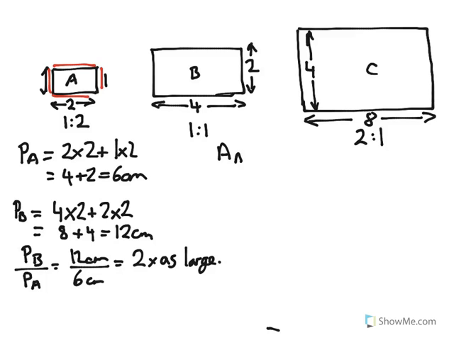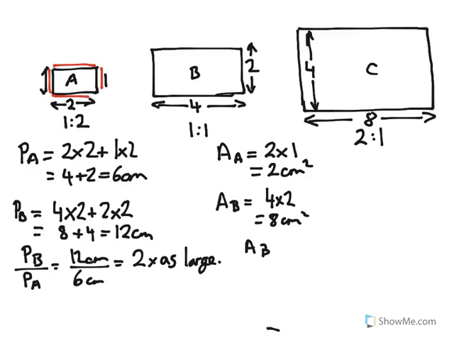Well, the area of A would be the length times the breadth, which is 2 times 1, equals 2 centimeters squared. The area of B is also length times breadth, which in this case is 4 times 2, which gives us 8 centimeters squared. So what is the area of B divided by the area of A? We would get 8 centimeters squared divided by 2 centimeters squared. Anything divided by itself cancels, so all of the units disappear, giving us the answer of 4. So the area is 4 times as large.